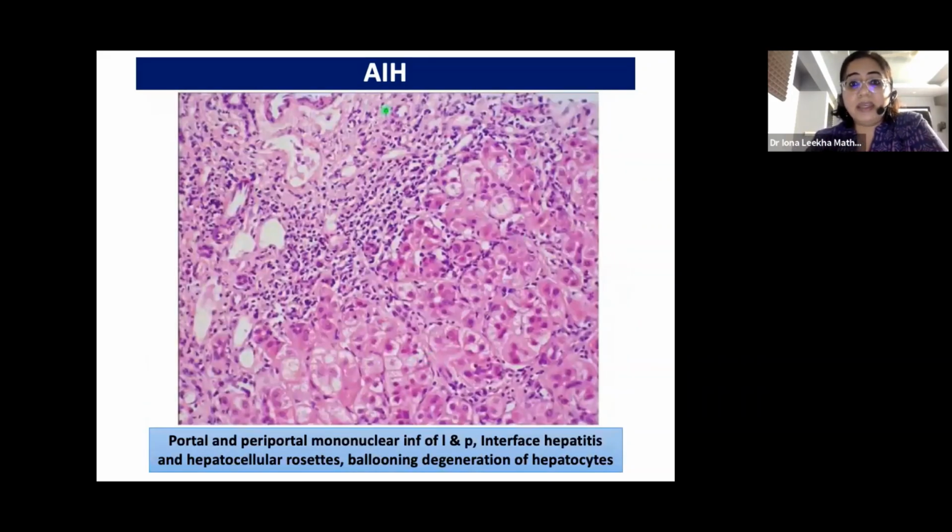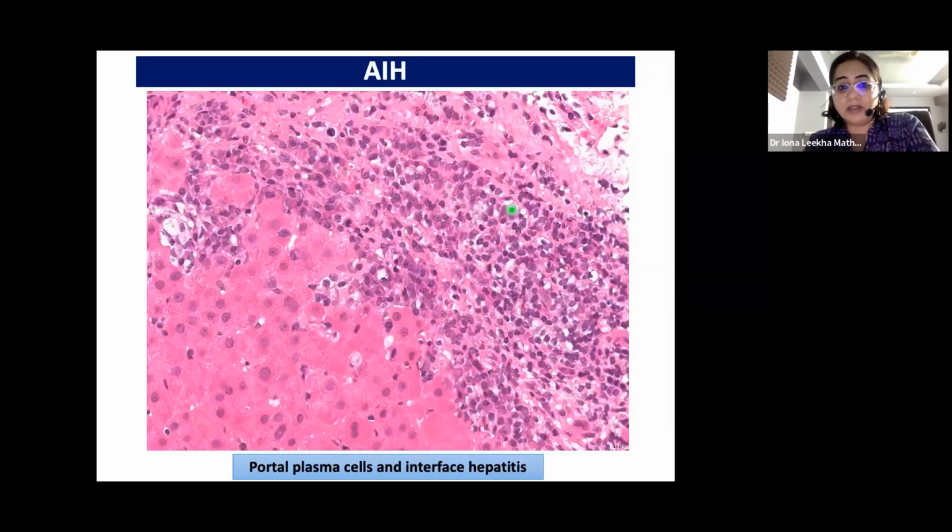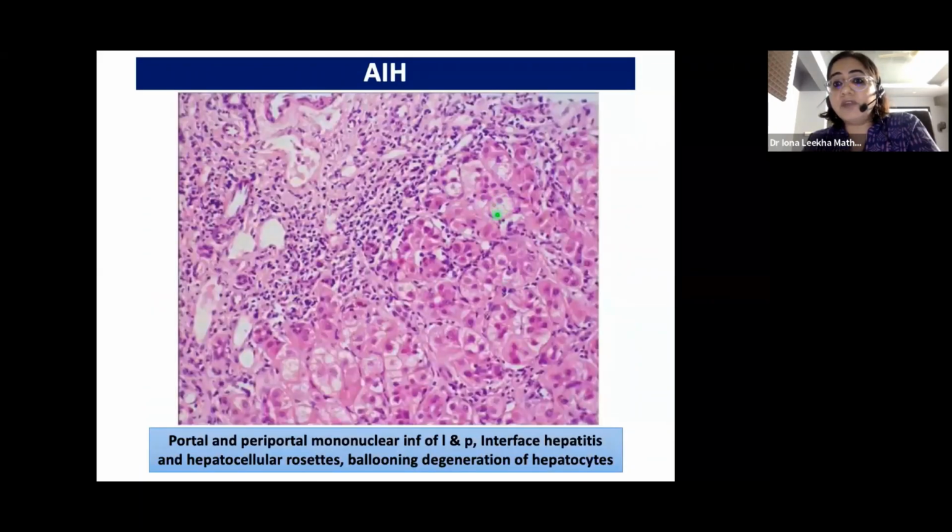This is another picture which again shows portal inflammation. Now, if you compare these hepatocytes with the ones here, they have swelled up. There is ballooning of the hepatocytes. There is interphase hepatitis again. And there is formation of hepatocyte rosettes. That is, these hepatocytes group together and form a rosette-like structure.